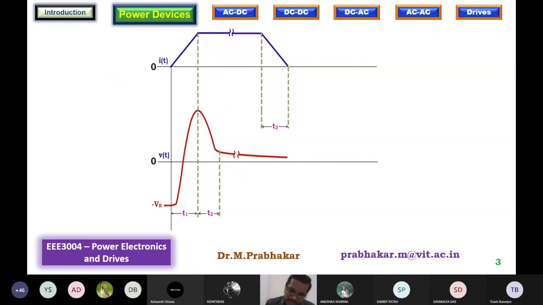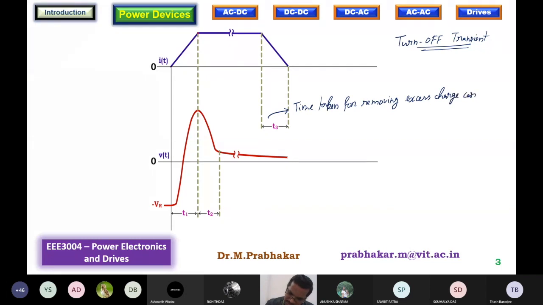T3 is the time taken for removing excess charge carriers. Of course, this is turn off transient. How do we remove them? They are removed using 2 methods.